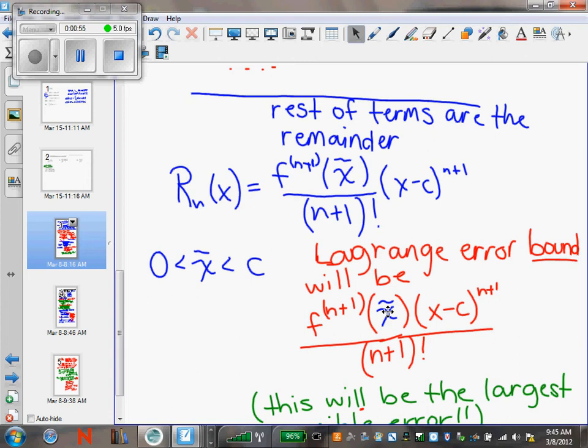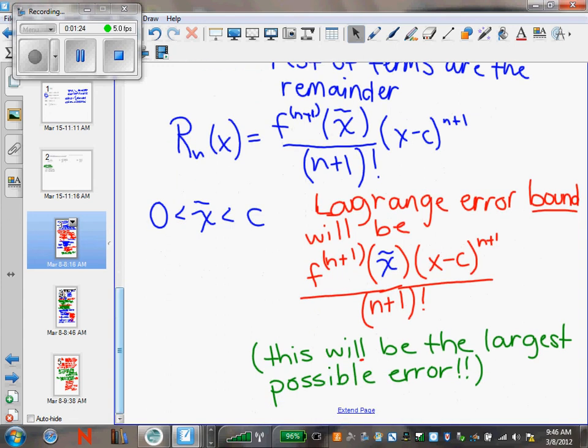Now when I presented this to you in class, I said that we will use the c value that's given in the problem. Okay? Because that would usually be the maximum. What I want you to think about there is that value will just be the maximum that it could be, therefore giving you the largest error bound. So, this will be the largest possible error.